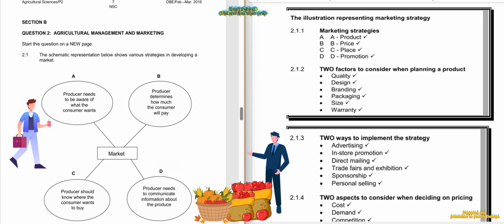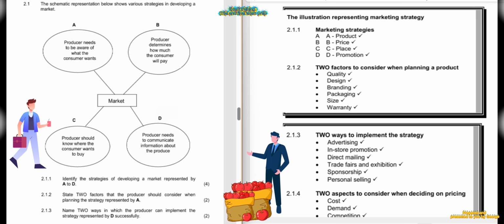A. The producer needs to understand what the consumer wants. B. The producer determines how much the consumer will pay for the product. In the center, we have the market. C. The producer should know where the consumer wants to buy. D. The producer needs to communicate information about the produce.